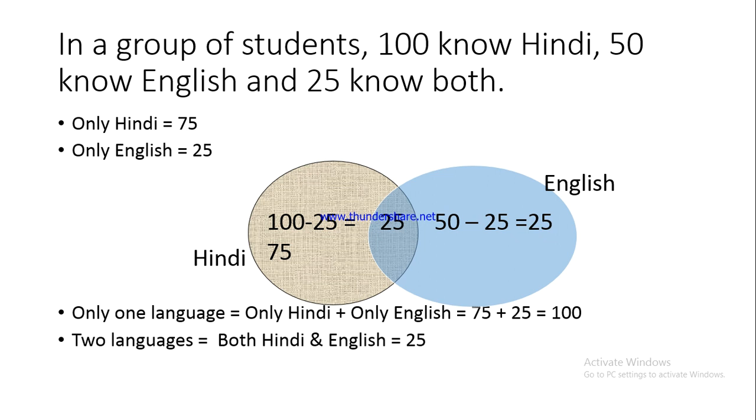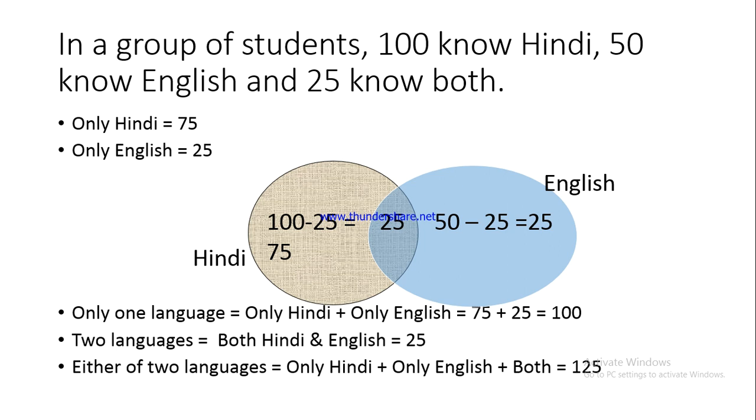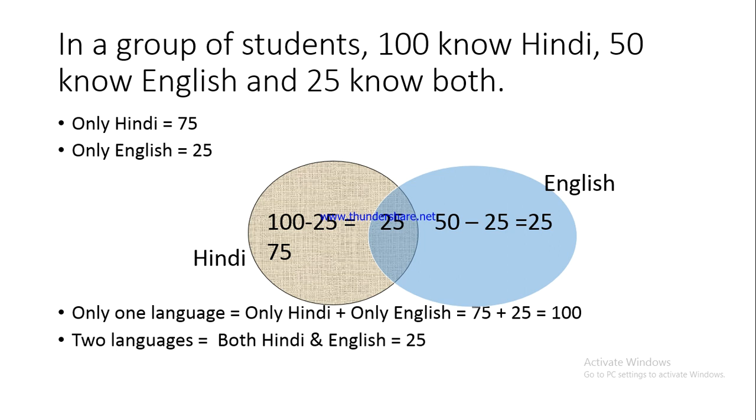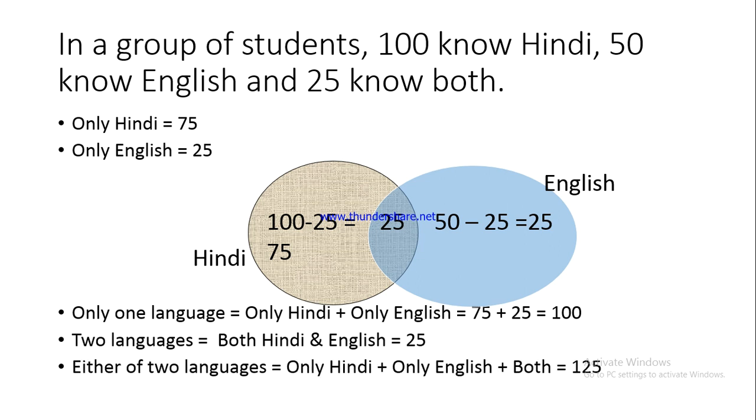Now we are left with another question which might be asked in various competitions and in your exams also. Either of the two languages. What does this mean? Either of the two languages means at least one of the two languages. This means at least one, which means either only Hindi or only English or both. So we have added them up. Only Hindi 75, the greyish portion. Only English, the bluish portion, is equal to 25, and both also, that is the overlapping portion. And so 75 plus 25 plus 25 is equal to 125.